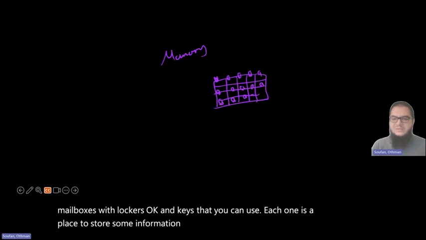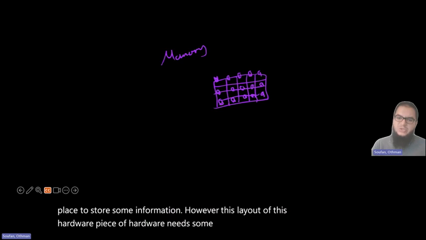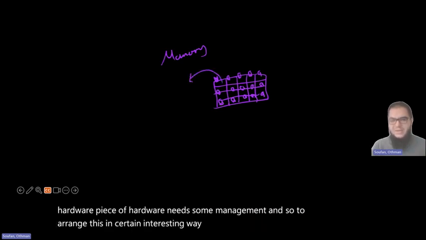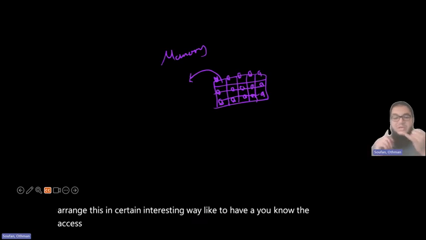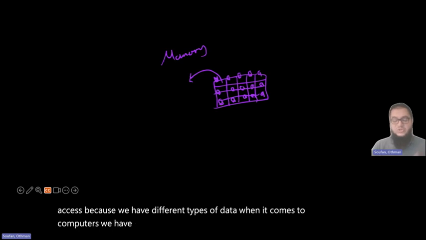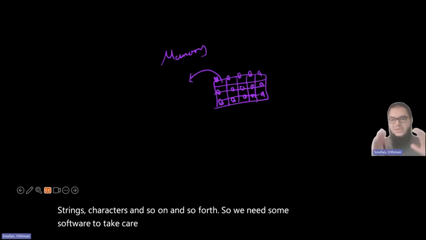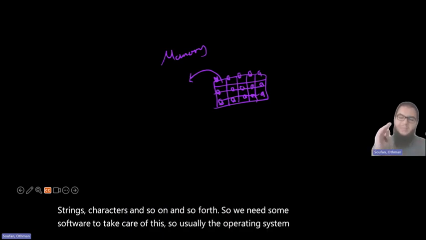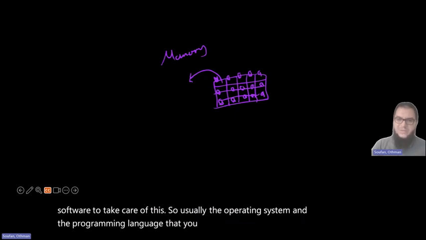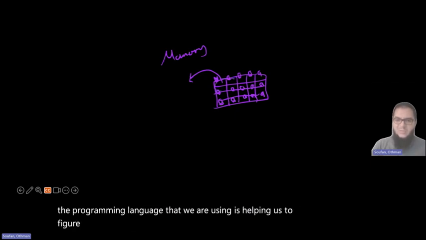However, this piece of hardware needs some management, to arrange it in an interesting way and provide access, because we have different types of data when it comes to computers. We have integers, floats, strings, characters, and so on. So we need some software to take care of this. Usually the operating system and the programming language we are using help us figure out how to arrange the blocks of this memory into some interesting data structures.